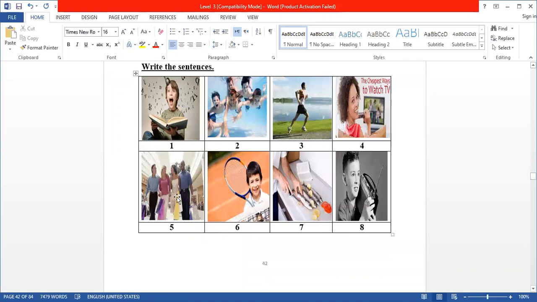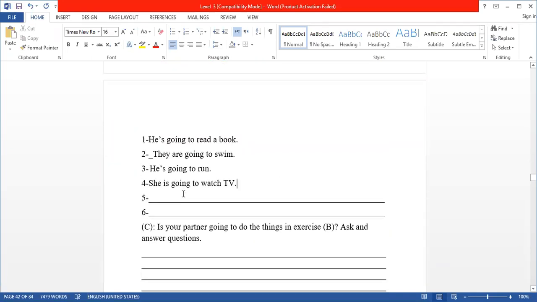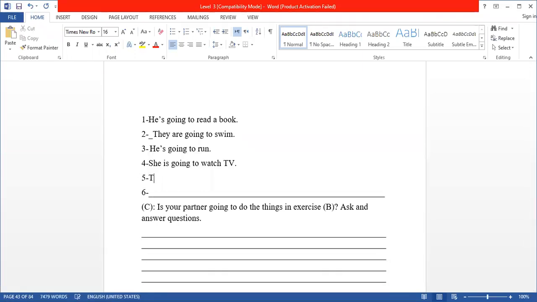They are holding baskets, as you see here. They are going shopping. They are going to shop. اللي هو التسوق صح؟ Yeah. They are going to shop.